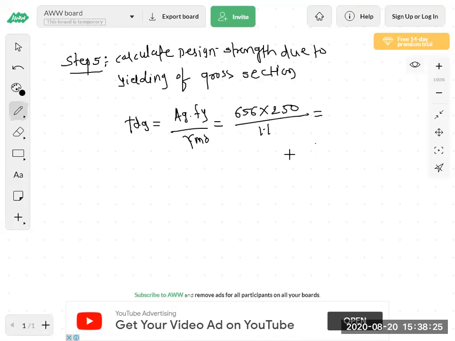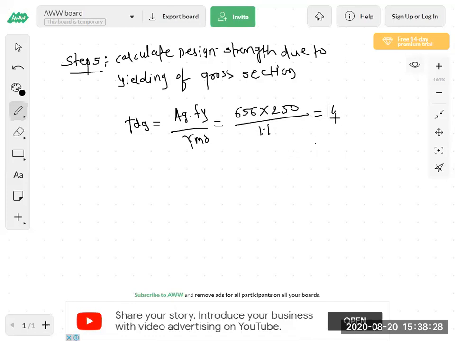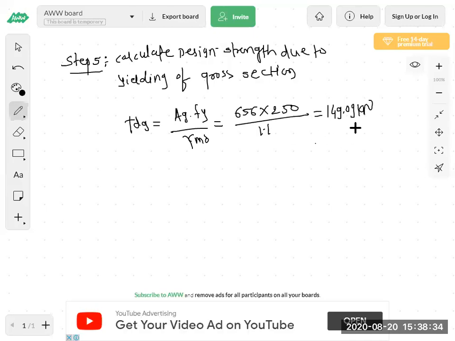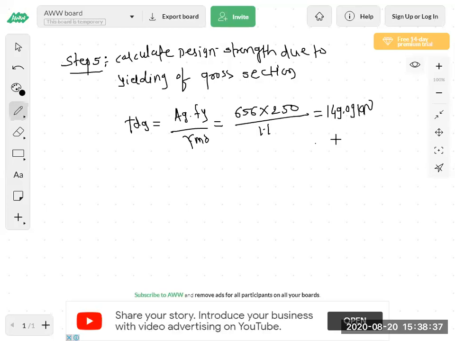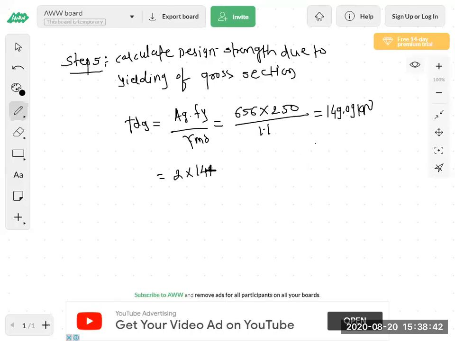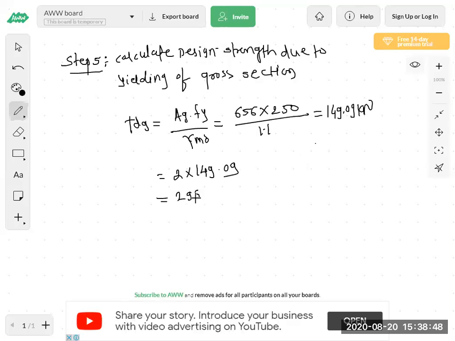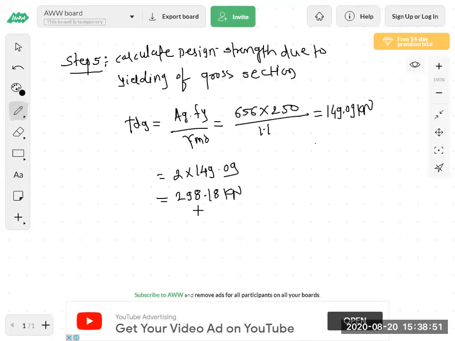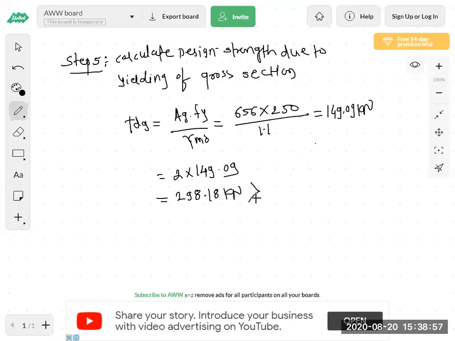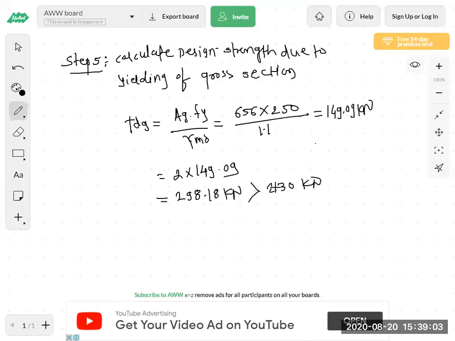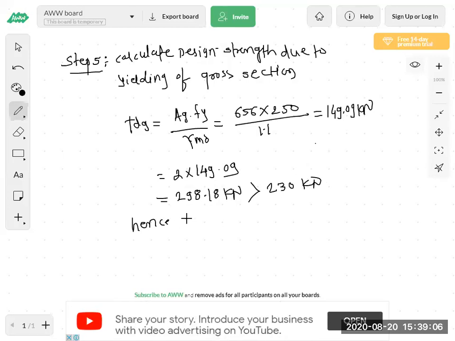So how much? 149.09 kilonewton. This strength is for one angle only. We have used 2 angles here, so we have to multiply by 2 for both angles. 298.18 kilonewton is the design strength due to yielding of gross section, and it should be greater than the load given. How much load is given? 230 kilonewton. Hence safe.